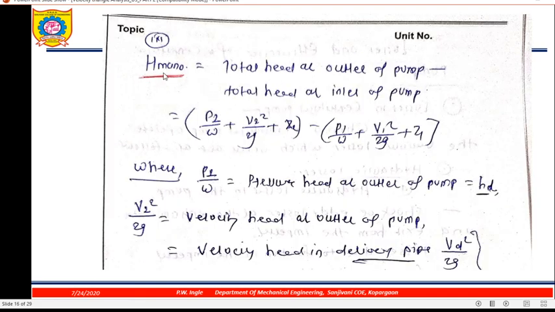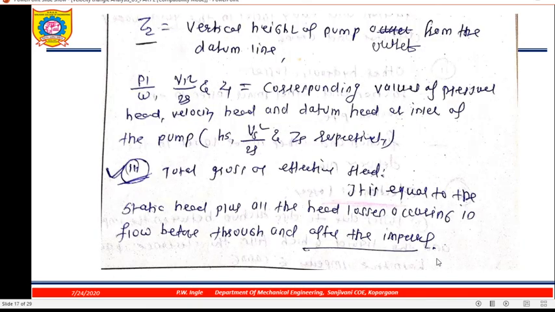And the last one is H manometric equal to total head at outlet of pump minus total head at inlet of pump. So it is (P2 by w plus V2 square by 2g plus Z2) minus (P1 by w plus V1 square by 2g plus Z1), where P2 by w is the pressure head at the outlet of pump, that is Hd. V2 square by 2g is the velocity head at the outlet of pump, that is the velocity head in the delivery pipe. Z2 is the vertical height of pump from the datum line. P1 by w is Hs, V1 square by 2g is Vs square by 2g, and this is Zs.